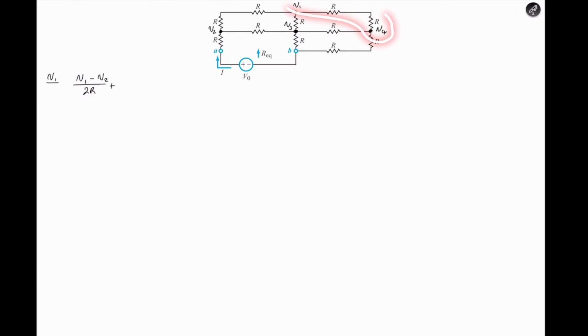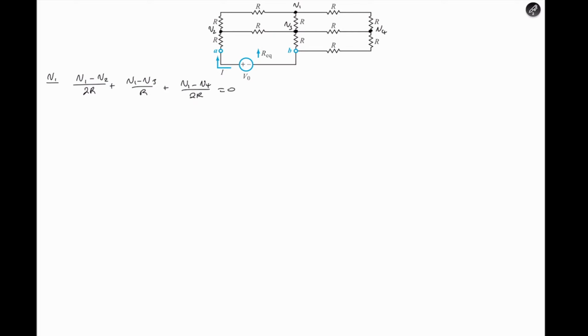And let's just do V1 with V3. So V1 with reference to V3, that's V1 minus V3 all over R, plus V1 with reference to V4, and that's all over 2R. And that's equal to 0.